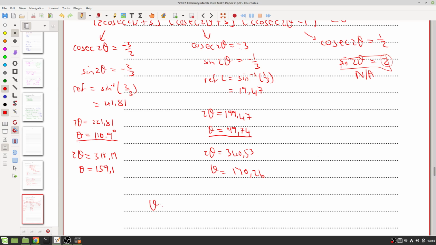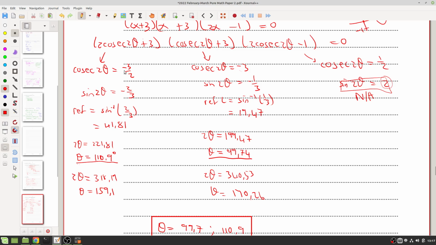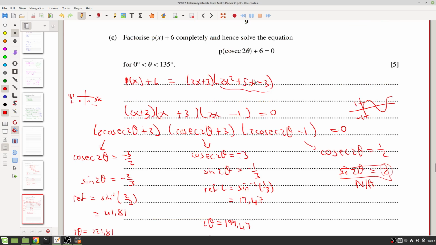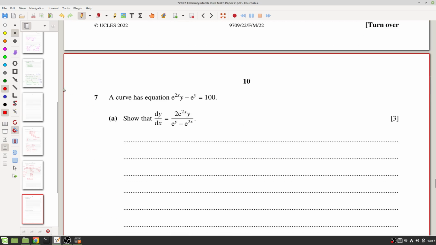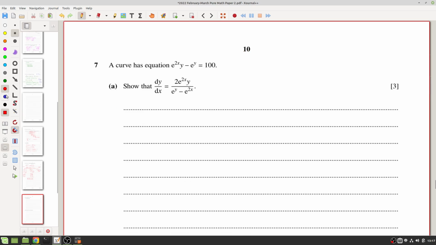Theta, let's just draw a slightly better theta. So theta equals 99.7 or 110.9. Those are the only values between 0 and 135 for which this is true. All right. Next up, question 7.